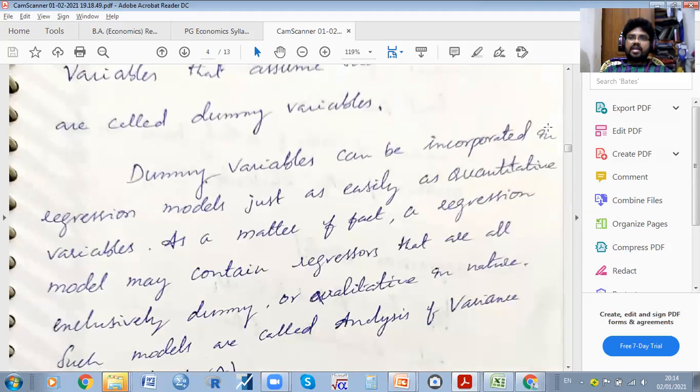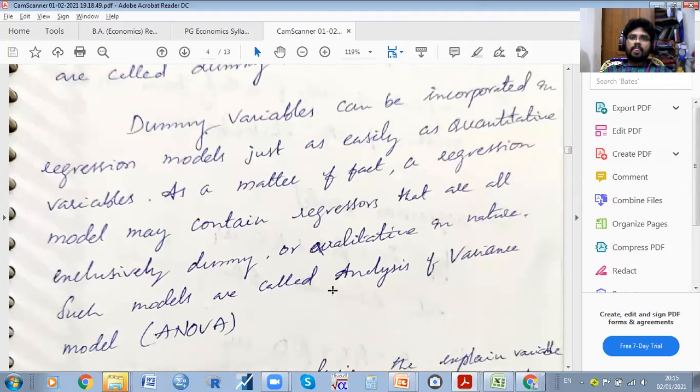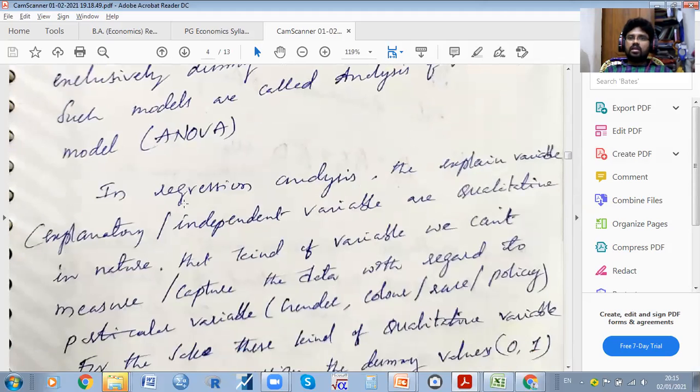Dummy variables can be incorporated in the regression model just as easily as quantitative variables. In regression analysis, the explanatory or independent variables may be qualitative in nature. We have two types of situations: on one side we may take the qualitative variable as the independent variable, and we can also take a qualitative variable as the dependent variable. These are two different kinds of regression.